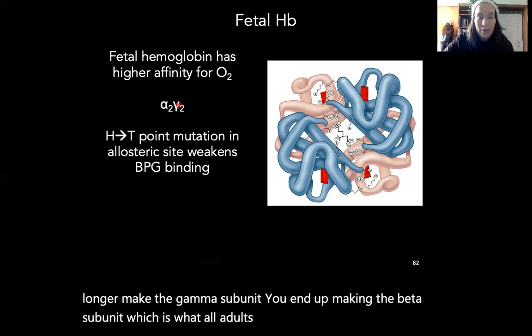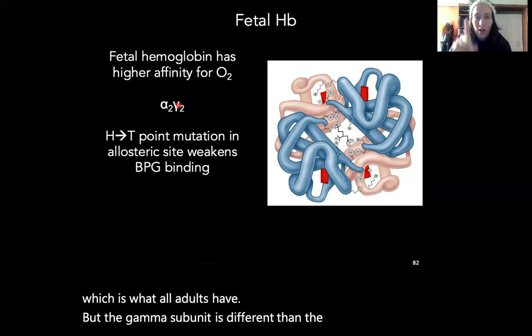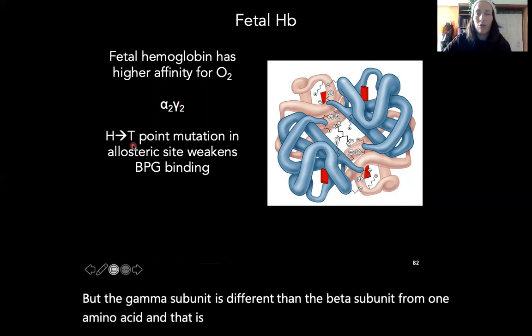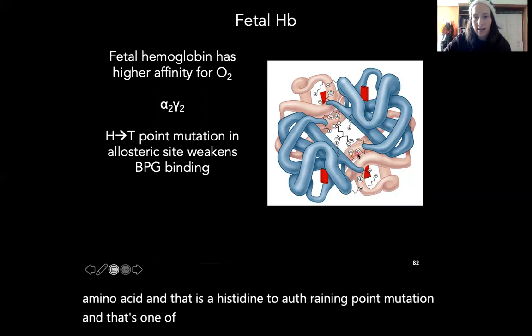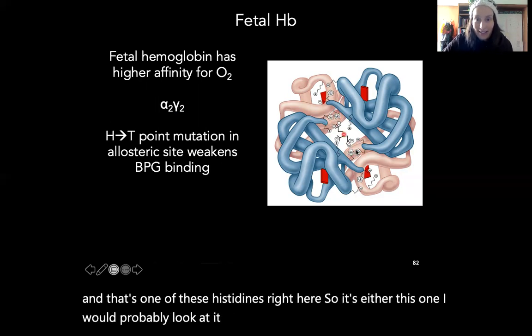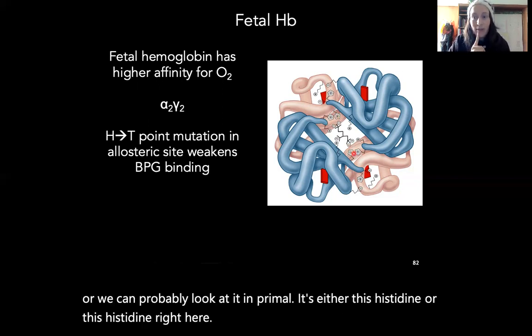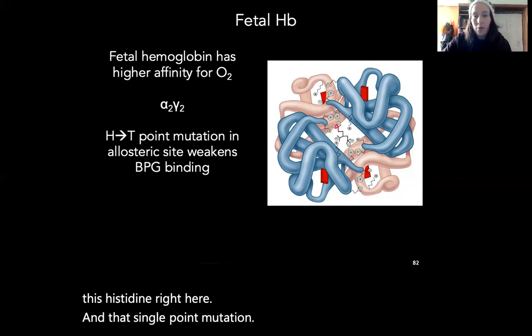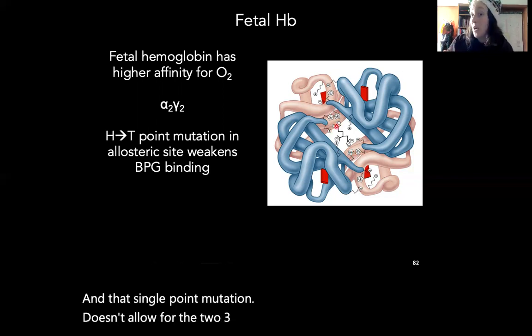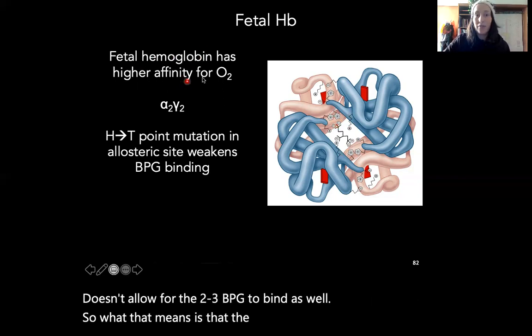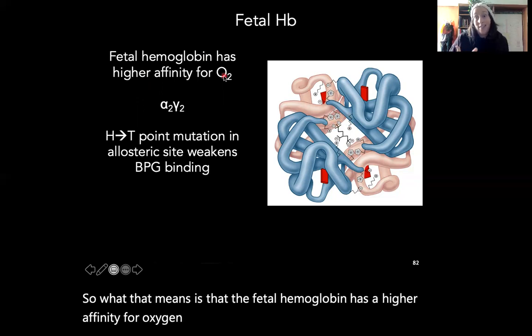But the gamma subunit differs from the beta subunit by one amino acid, and that is a histidine to a threonine point mutation. And that's one of these histidines right here. It's either this one, I don't know, we could probably look at it in PyMOL. It's either this histidine or this histidine right here. And that single point mutation doesn't allow for the 2,3-BPG to bind as well. So what that means is that the fetal hemoglobin has a higher affinity for oxygen, right? It's stabilized in the R state more.